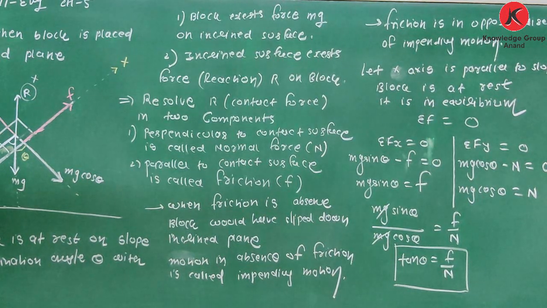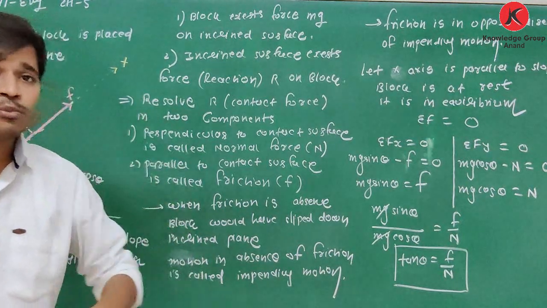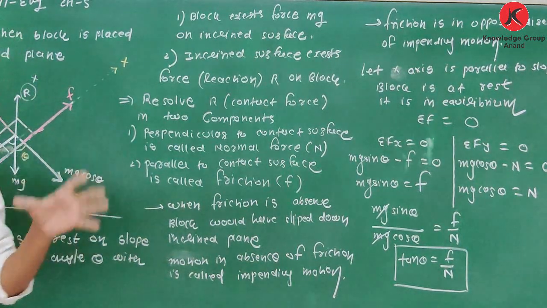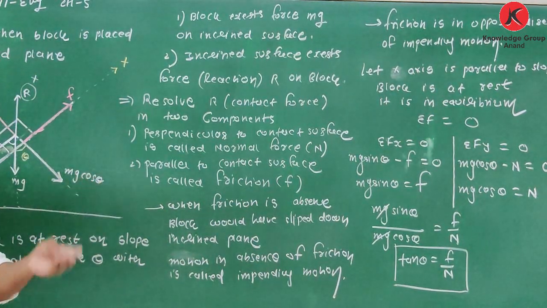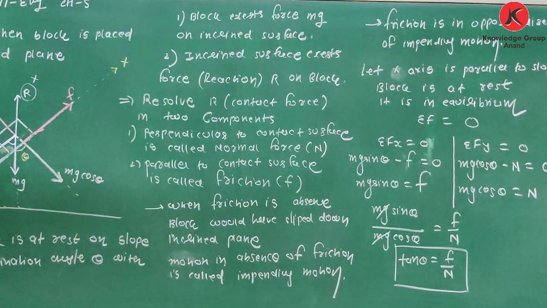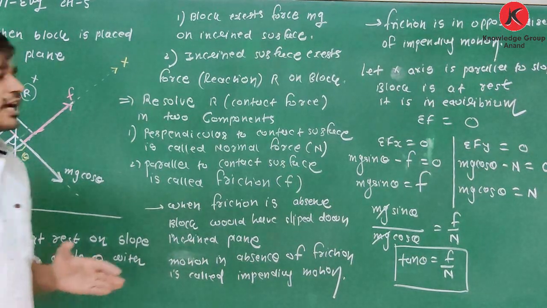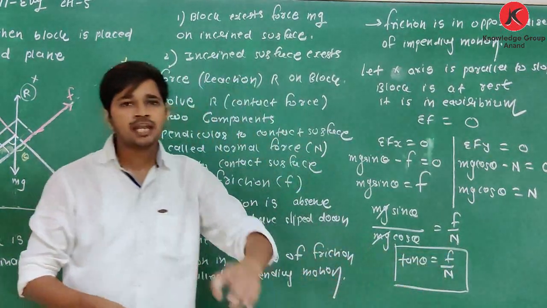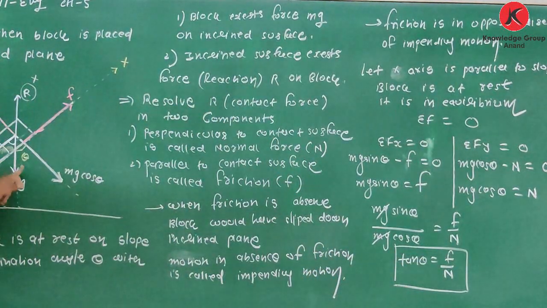Clear about this? What is small f? Friction force. What is N? Normal force. And theta is the angle of inclination. In the last lecture we discussed friction when an object is placed on a horizontal plane, and in this lecture we have discussed what happens when an object is placed on an inclined plane. On an inclined plane, you have to remember this equation, tan theta is equal to f upon N, and the most important thing is this figure. Clear about this? Yes. Write down and make your notes.